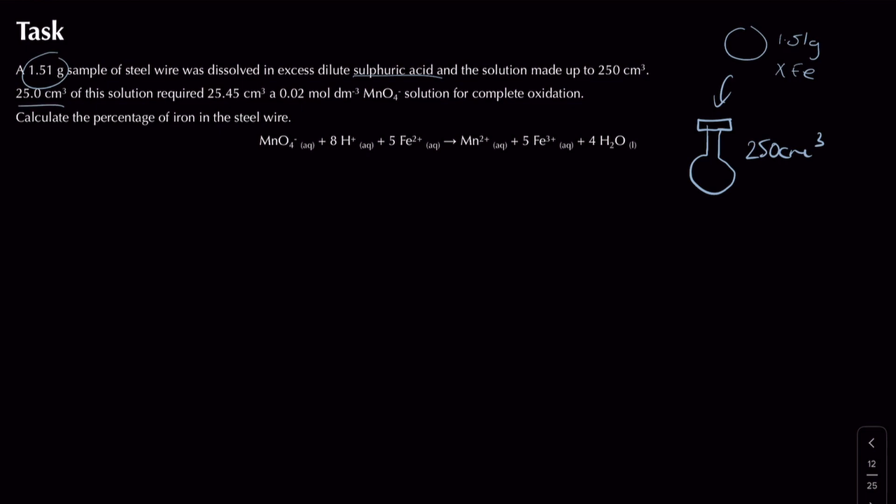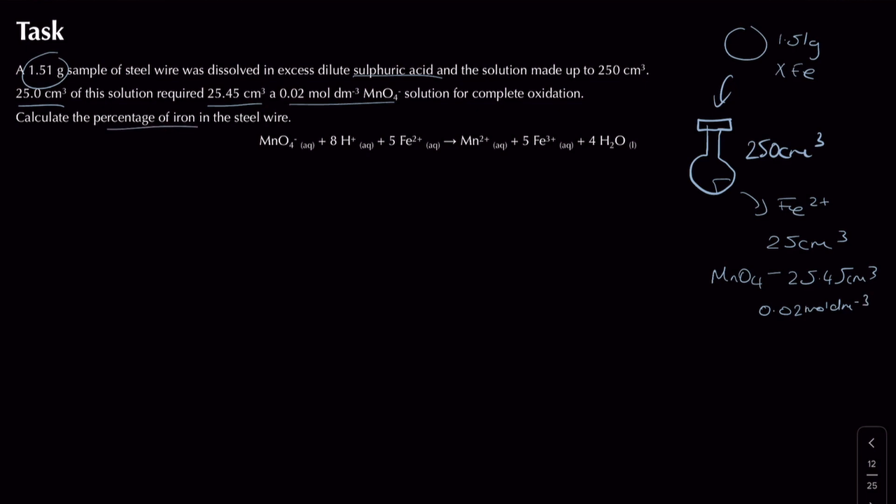Now they've told us that they've taken out 25 cm³ of this solution, so they've taken out this iron 2+ solution again like before, and they've reacted it with 25.45 cm³ of a 0.02 mole per decimeter cubed solution of manganate ions itself. So we've got our manganate, which in this case is going to be 25.45 cm³, and then the concentration is going to be 0.02 mol per dm³ itself.